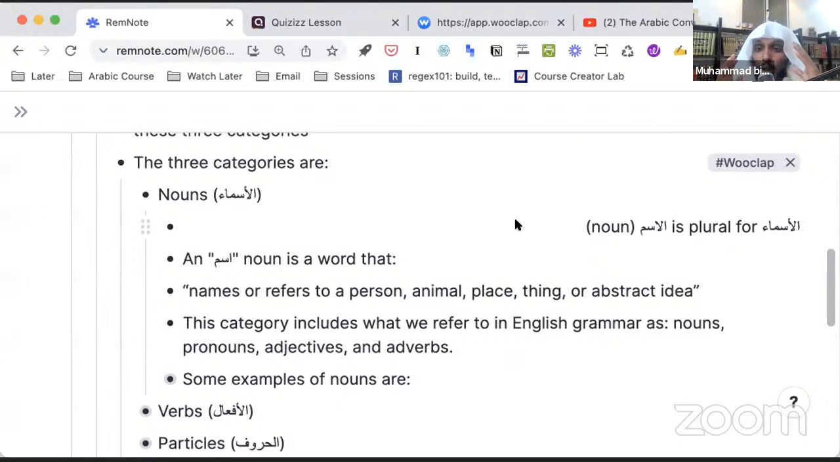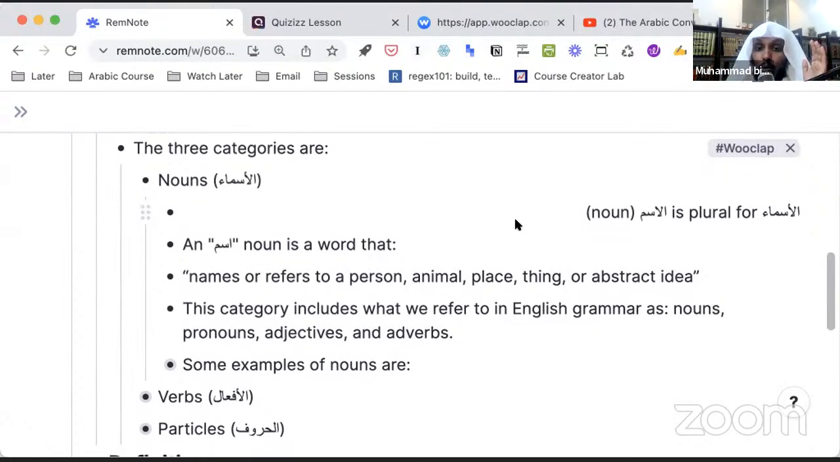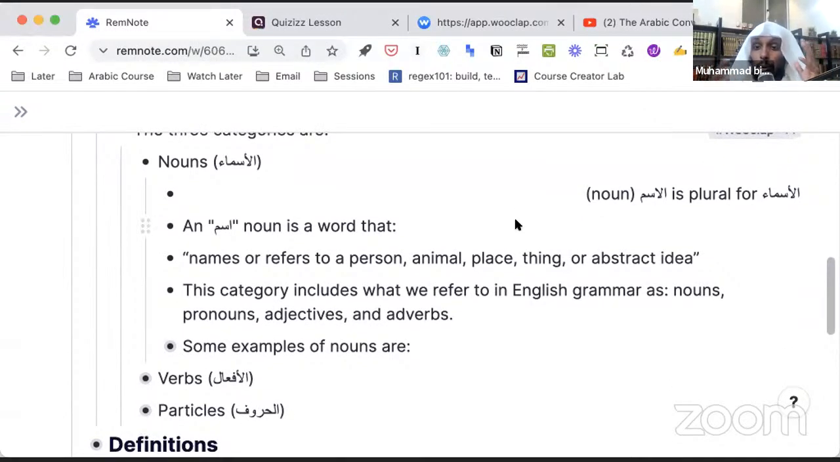So a noun, an ism, that's the singular, asma is the plural. It's a word that either names or refers to a person, animal, place, thing, or abstract idea. This category in English would include what we know as nouns, pronouns, adjectives, adverbs. All of these things in Arabic have one name, ism. They all come under this category called ism.